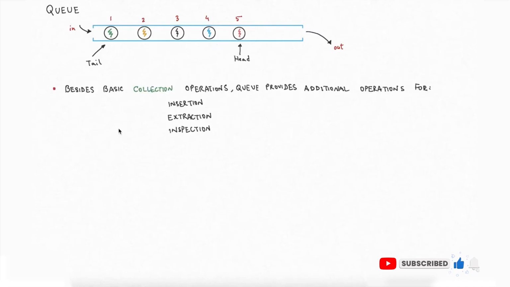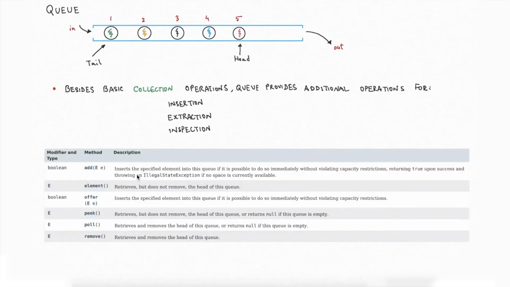So you must know by now that queue implements the collection interface. So apart from having the basic collection operations that we saw in the collection video, and also the basic iterable operation, which is being able to use an enhanced for loop on each of these elements, apart from those basic operations, queue provides some additional operations for inserting elements, extracting elements, and inspecting elements. These are the methods that we can find in the queue interface. Let's look at the insertion operations. The two insertion operations are add and offer.